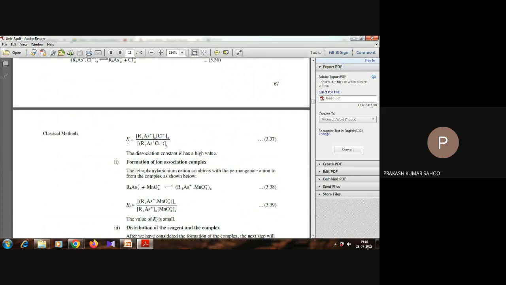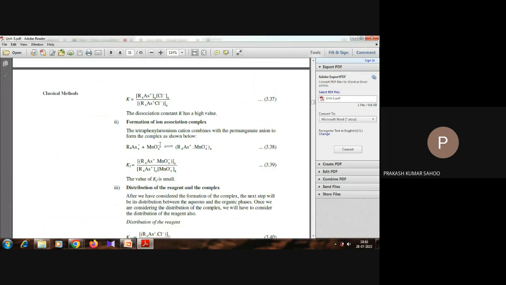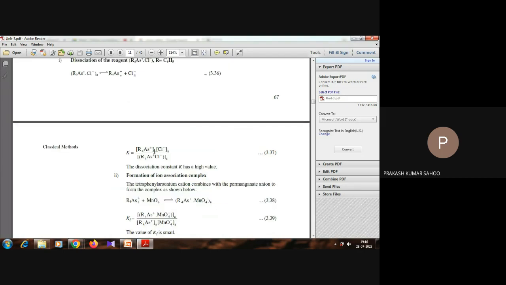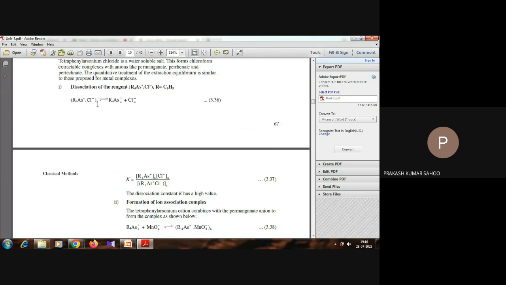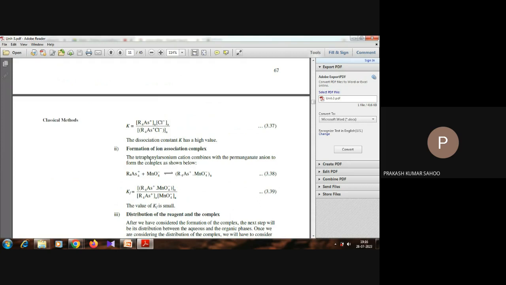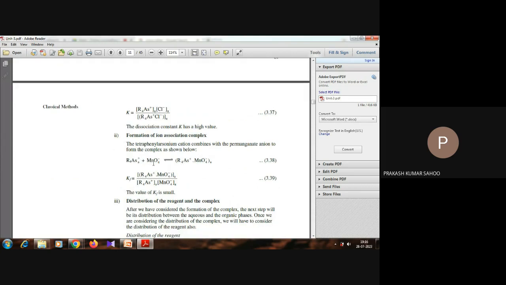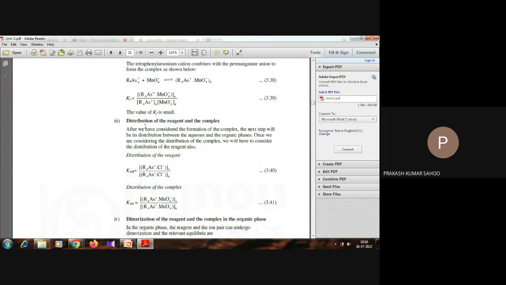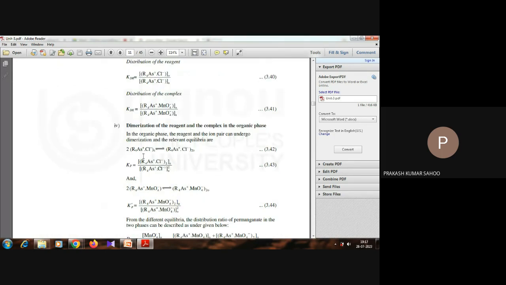Then the same thing, what is K? Now it is this ion divided by this. Then it reacts with the manganate ion, MnO4 minus. This is the dissociation. The second step is the association of the manganate ion. Then the distribution: distribution is total ion in the organic phase divided by total ion in the aqueous phase. Similarly, this is another example. Just go through these things.